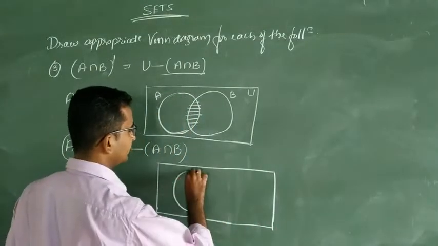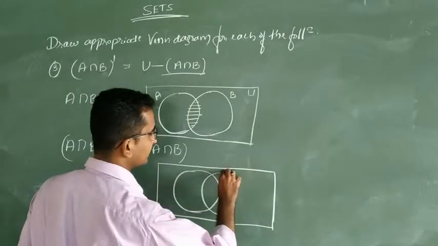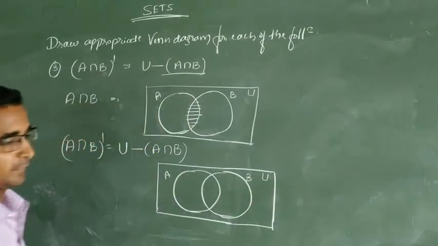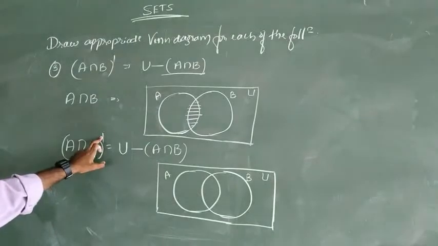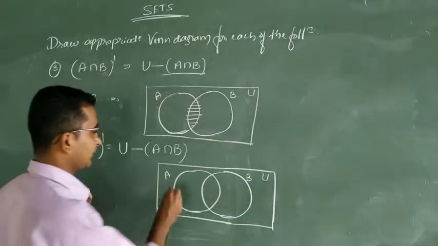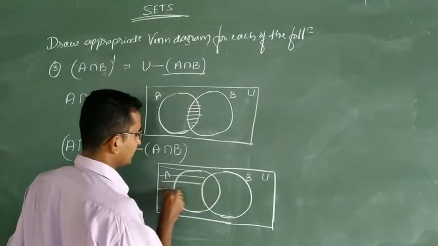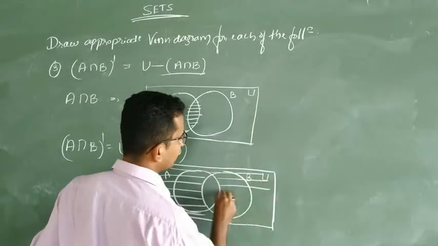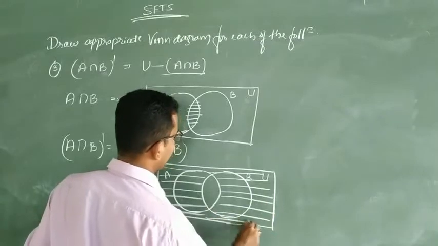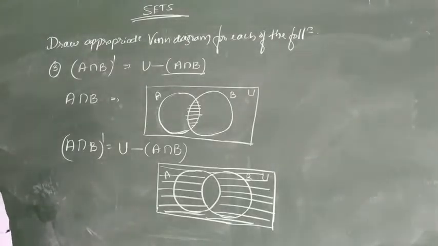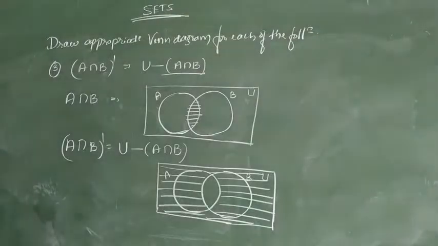This is A, this is B. This is the universal set. What is A intersection B whole dash? The elements present in U except this A intersection B, the remaining region. That is A intersection B whole dash. A intersection B whole dash and A dash union B dash are one and the same. Getting? So next we are going to learn that one.